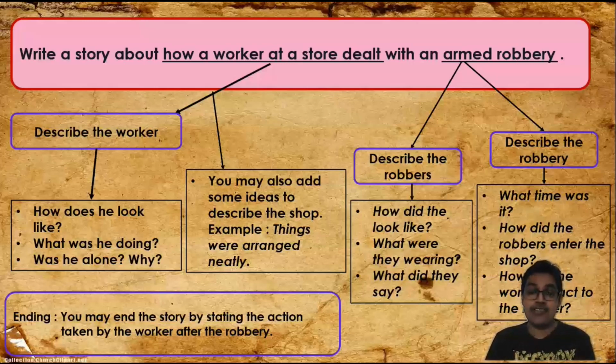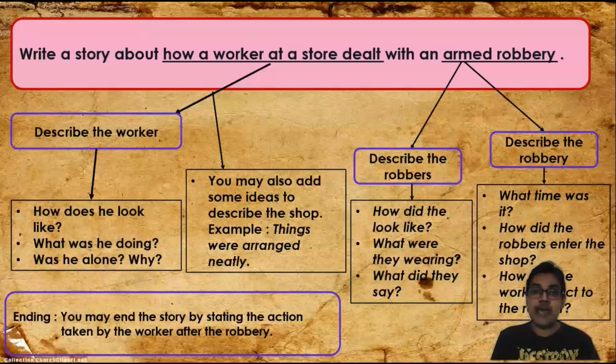As I say all this, please take a notebook and take note of these ideas. The next thing you can describe is the armed robbery. There are two things you can describe. First, you can describe the robbers. How did they look? What were they wearing? Were they wearing very decent clothes? What did they say when they entered the shop? Probably they were wearing a face mask. Those are the things you can keep in mind when you write your essay.